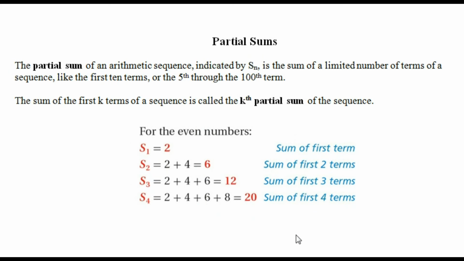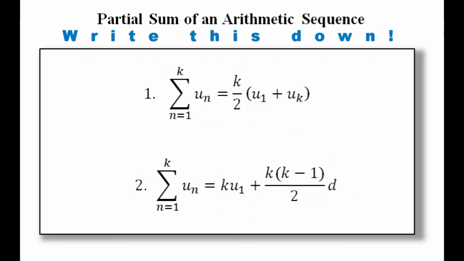Here are 2 formulas that can be used to find the kth partial sum. Notice the first formula requires that you know u sub k, while the second one doesn't. And the second formula requires that you know the common difference, while the first one doesn't.